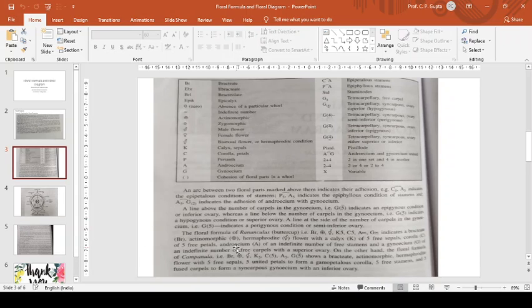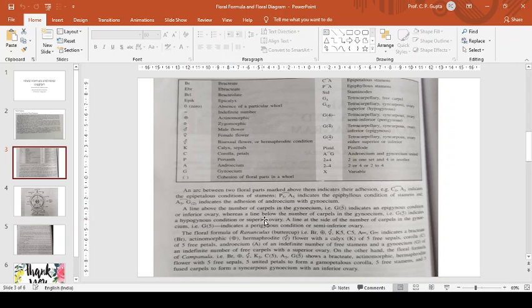Now, an arc between the two floral parts marked above them indicates their adhesion. Example, C5, A5 connected indicates the epipetalous condition of stamens. This indicates epipetalous condition, means adhesion between corolla and androecium. P5 and A5 connected indicates the epiphyllous condition of stamens, and A5 connected to G2 indicates the adhesion of androecium with gynoecium.